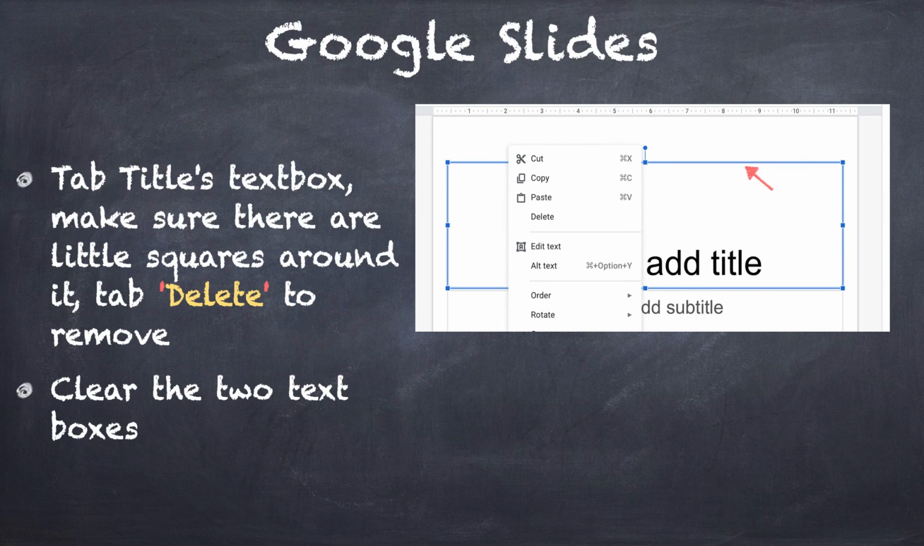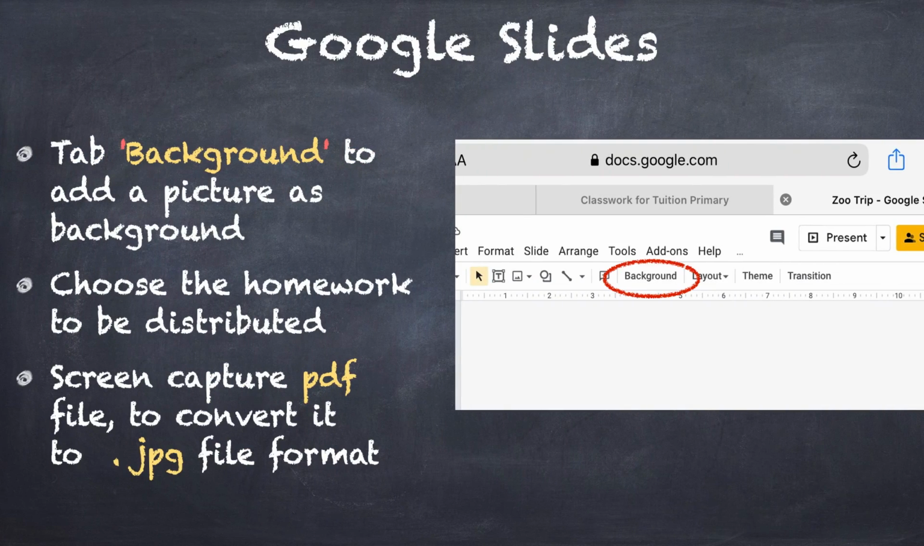Tap the Title text box, and make sure there are little squares around it to indicate that it is selected. Tap Delete to remove the text box. Clear the two text boxes. Tap Background to add a picture as background. Choose the homework to be distributed. Please refer to my video on scanning pictures to get a better quality image, and you need to screen capture the PDF file to convert it to JPEG file format before you can add it in Slides.